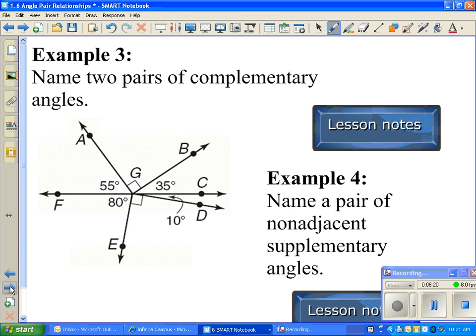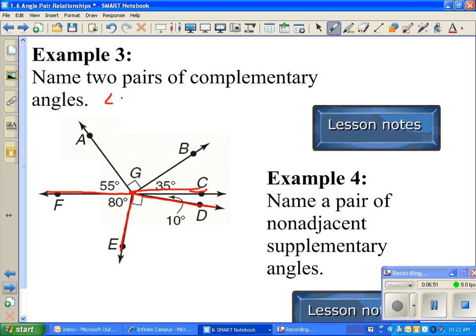Name two pairs of complementary angles. What's complementary mean? They add together to make 90. Good. Can anybody give me a set? Hold on, she raised her hand. FGE and EGD. FGE and what? CGD? EGD. Sorry, CGD. Good. All right, she's right.